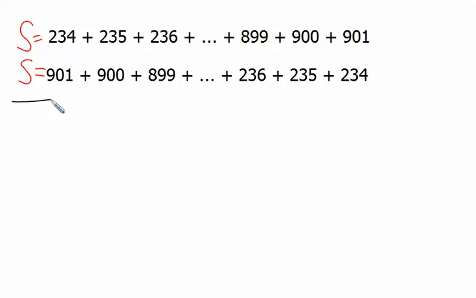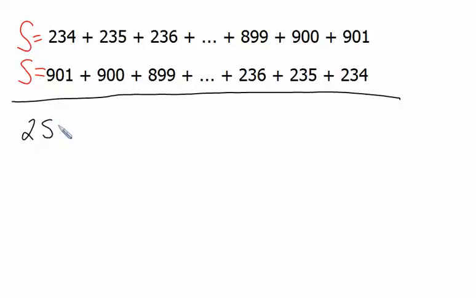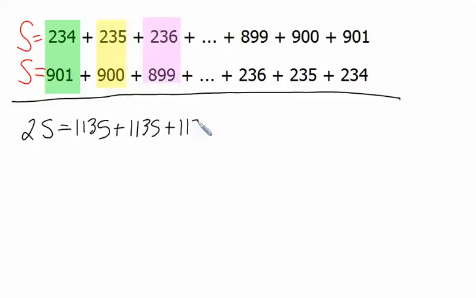Then what we are going to do is add the 2 columns, just like we did before. So S plus S is 2S. Now 234 plus 901 gets us 1135. So when we add that first column, we get 1135. When we add the second column, that's a bit easier to just do mentally. That's going to be 1135. When we add the third column together, guess what we get? It better turn out to be 1135 again for this strategy to work.